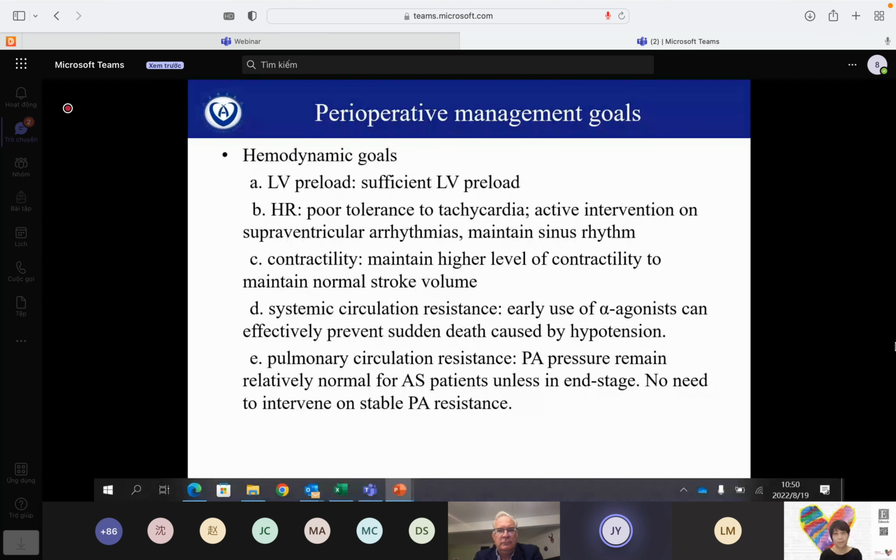For perioperative management goals, we need to maintain sufficient LV preload, and these patients have poor tolerance to tachycardia, so we should actively intervene on supraventricular arrhythmias and maintain sinus rhythm. We need to maintain a higher value of contractility to obtain adequate stroke volume, and early use of alpha agonists can effectively prevent sudden death caused by hypotension. Pulmonary artery pressure remains relatively normal for AS patients unless in the end stage, and there is no need to intervene if the patient has stable pulmonary artery resistance.